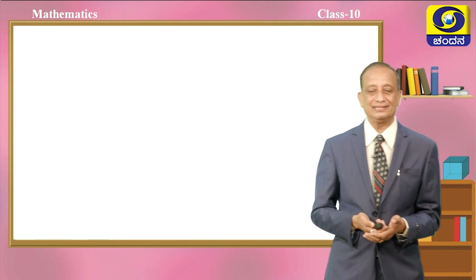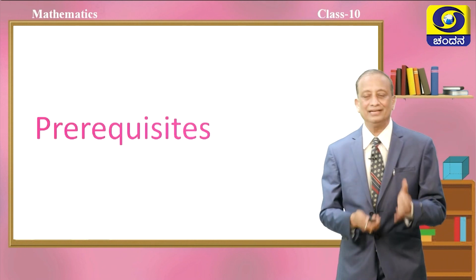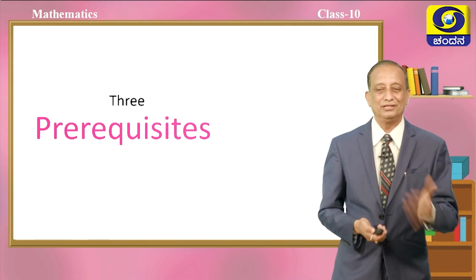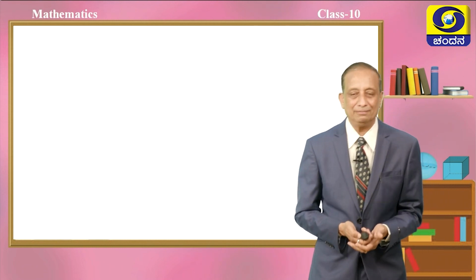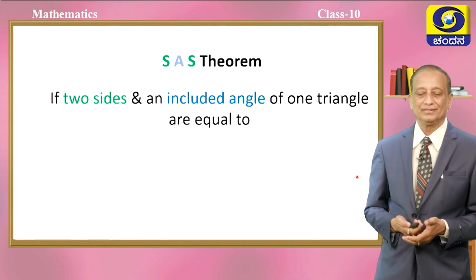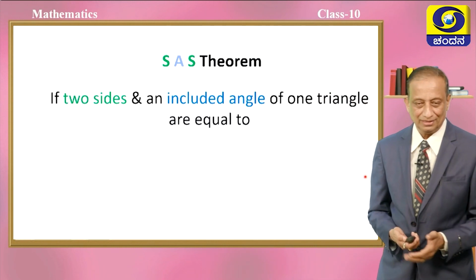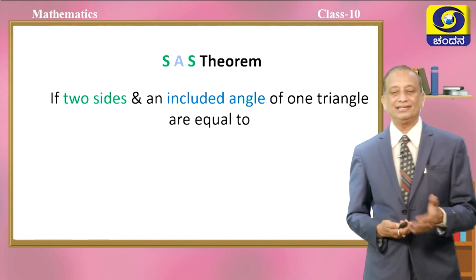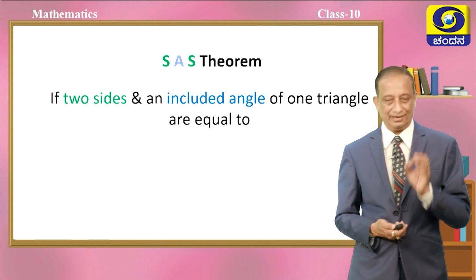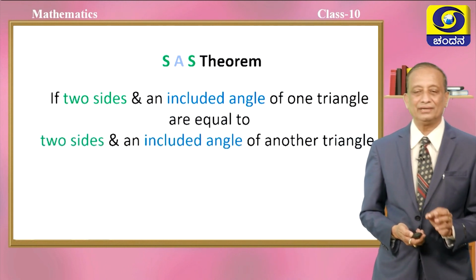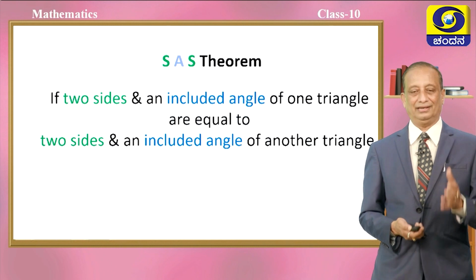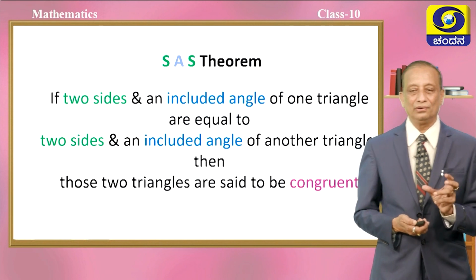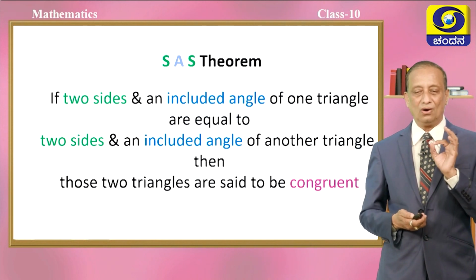Okay. Having done the construction, children, some prerequisites are required. There are about 3 prerequisites with which we can easily prove this. So, let me quickly tell you the first one, that is the SAS theorem. We have taught you this in 9th standard. If 2 sides and an included angle of one triangle are equal to 2 sides and an included angle of another triangle, then you can decide that those two triangles are congruent. Congruent means identical in all respects.